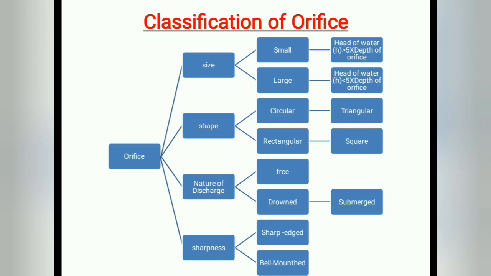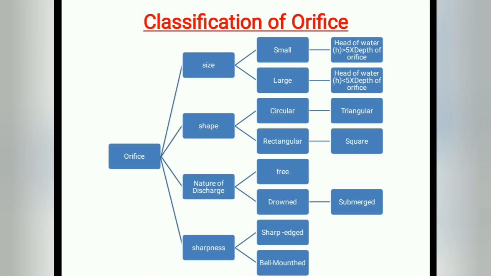And the nature of the discharge: when the orifice is placed on the outside of the tank or at the bottom of the tank, then we get a free discharge. But if it is placed inside the tank, and we have two parts of the tank, then the orifice is totally submerged in the liquid, and in this case we get a forced discharge. We need a high head on the upstream side and a low head on the downstream side, or high pressure on one side and low pressure on the other. So these are the classifications according to the nature of the discharge.